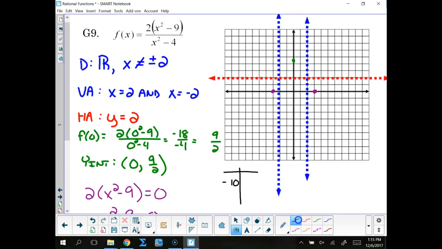If I plug in negative 10 into my function, negative 10 squared is 100. 100 minus 9 is 91. Times 2 is 182. 100 minus 4 is 96. So 182 divided by 96, almost 2. It's like 1.8 repeating or something close to that. So 1.88, somewhere in that range, 1.9. If I stick in positive 10, I get the exact same thing.